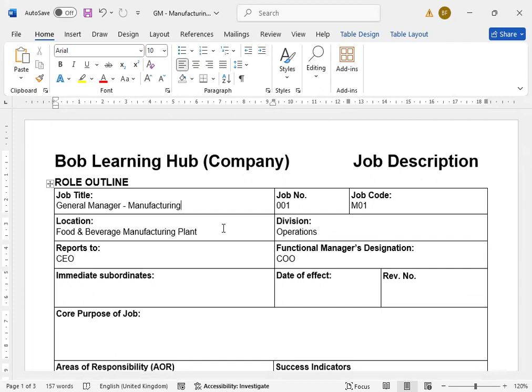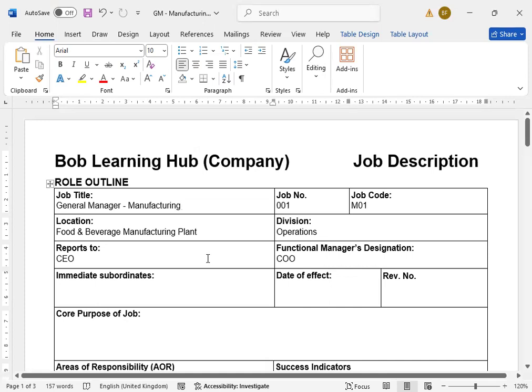So what I'm gonna do is I'm gonna create a job description for the general manager for manufacturing, food and beverage company, and the performance scorecard will also be done for the same role, general manager, manufacturing, as well as the SMART goals. So what I'm gonna do is fill in this format, and then we'll do it together. And I hope you can learn from this. So let me get started now.